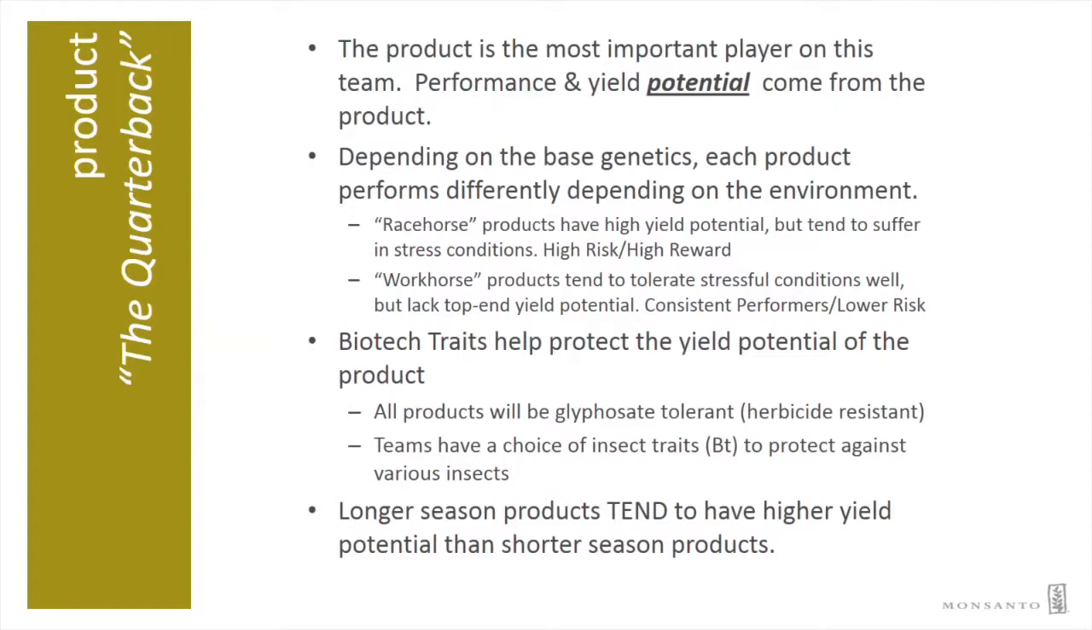The longer the season product, the longer the time it can take to put energy into a crop, the more opportunity you have for higher yields. More times than not, a longer season product will yield more. However, depending upon the year, growing conditions, environment, Mother Nature, a later season product could also be wet. It may not have enough time to mature, and you could be harvesting at 22, 23% moisture when other products are only running 17 or 18.